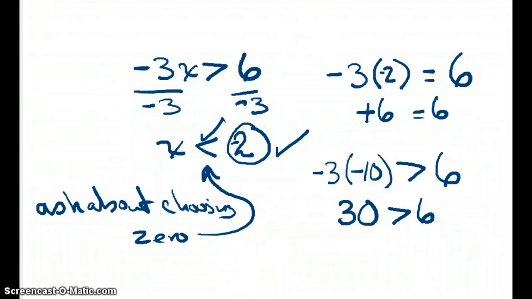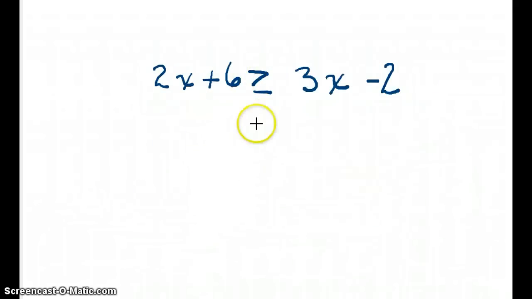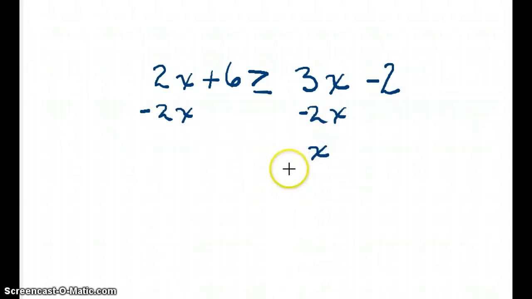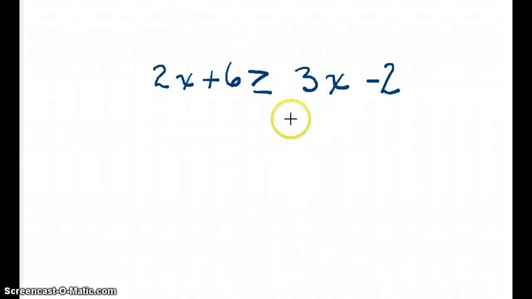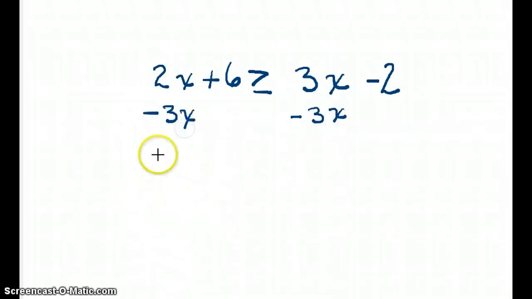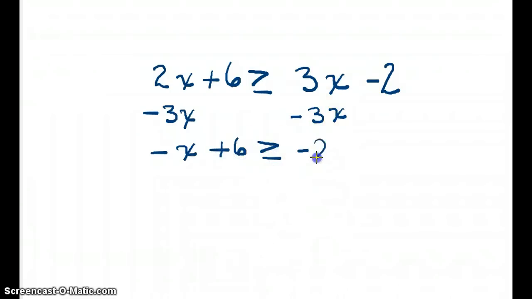All right, so let's take a look at another example here. We have 2x plus 6 greater than or equal to 3x minus 2. Now I know in the past I've told you that you might want to subtract the smaller number. If we do that, we have 2x minus 2x, and I end up with a nice positive x. What happens if you decide that you don't like to do that? Let's say you subtract 3x over here, and you subtract 3x over here. Well, now I end up with a negative x. I have my plus 6 greater than or equal to negative 2.